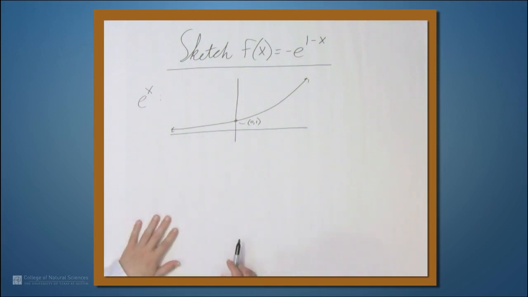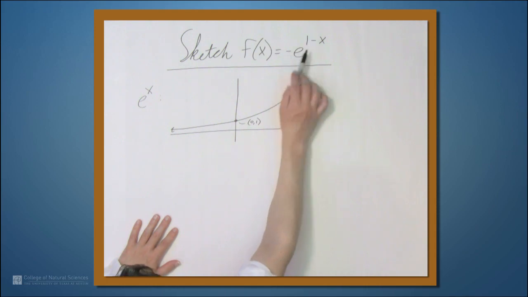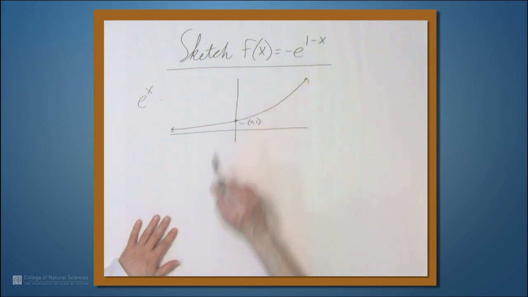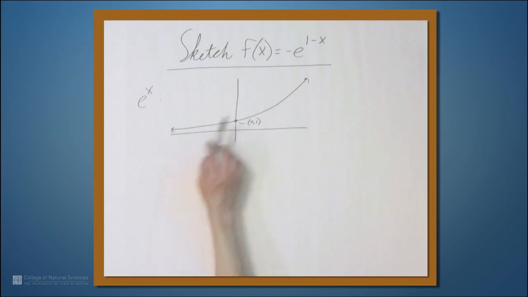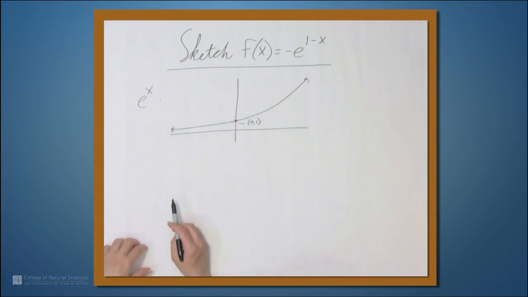So we have three things to add to this. We need to add a negative outside. We have a 1 here in the exponent. And also, x is not positive, it's negative. It's 1 minus x. So let's first add that negative.